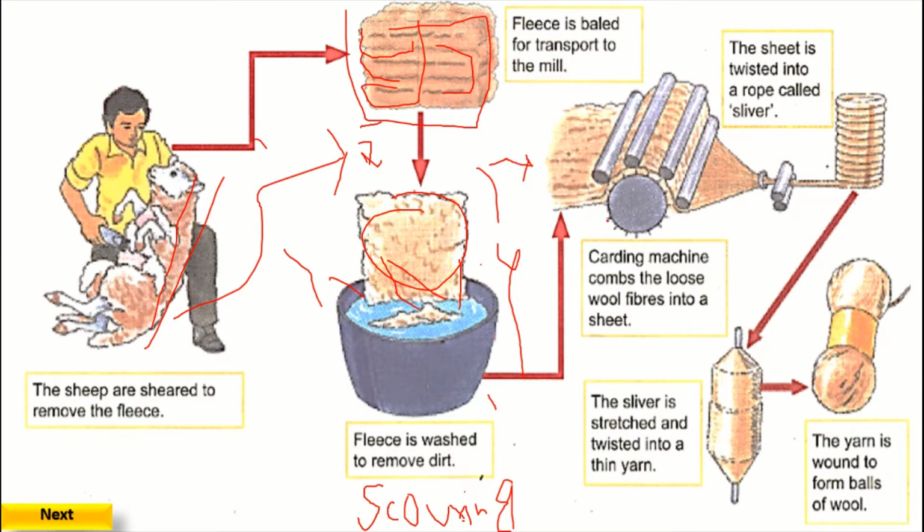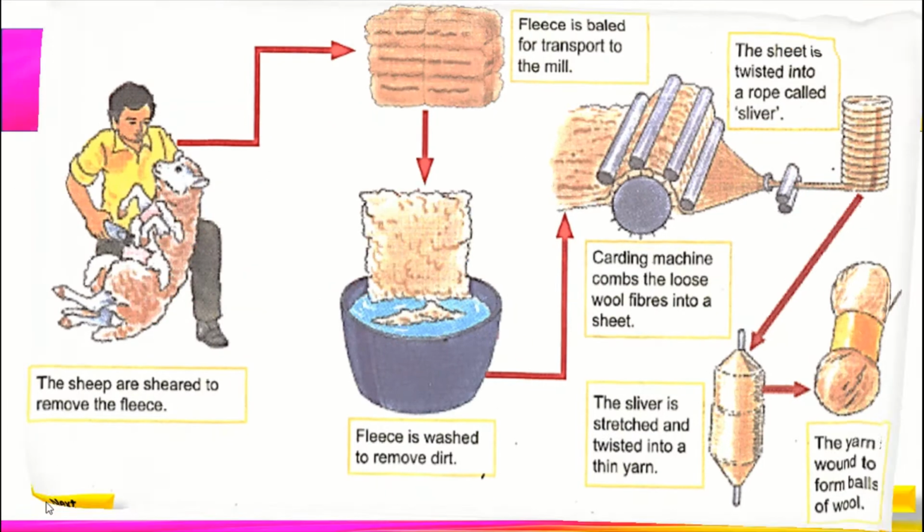Then the carding machine. The carding machine combs loose the fibers into a sheet, right? The sheet is just called rope. This process is known as rolling, right? And here the yarn is wool. So let's see the next process. What are the processes next?